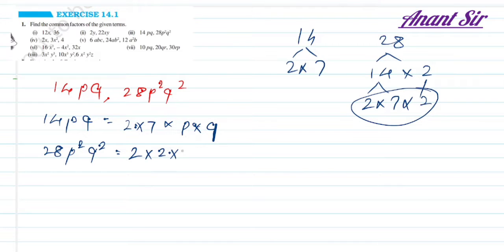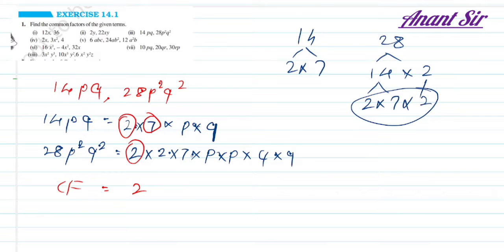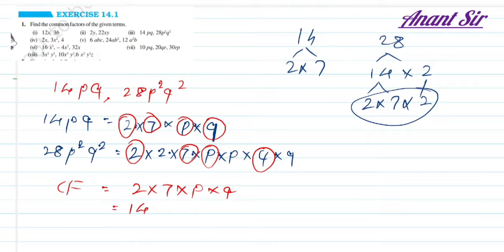2 into 2 into 7, p square, so p into p, q square, so q into q. So now I am going to mark the common factors. So see here, common factors, CF. So 2 is common. Then 7 is common. Then p is common. And the last one, q is also common. So this is the common factor 14pq for the third question, friends.